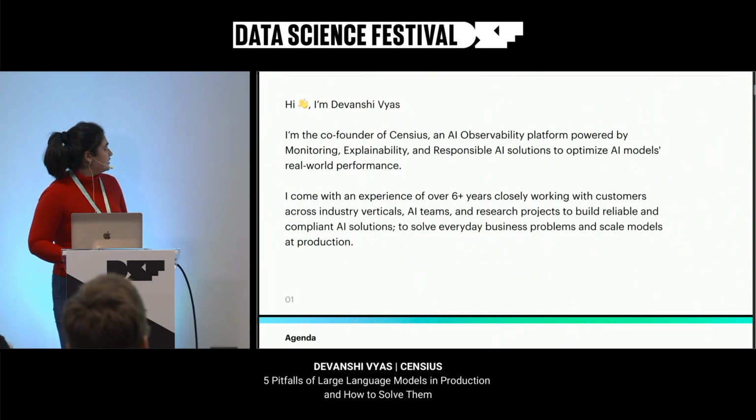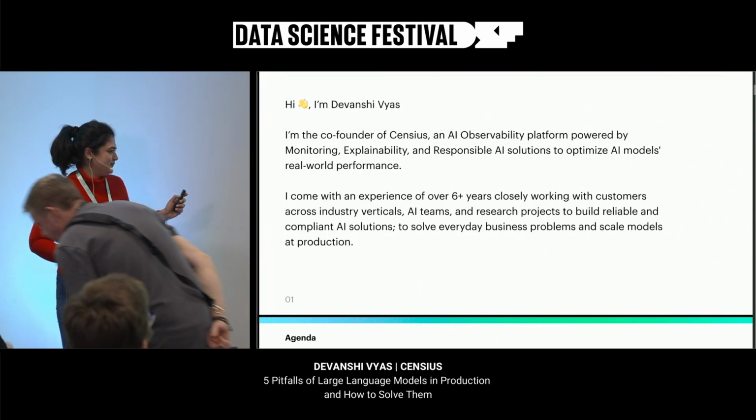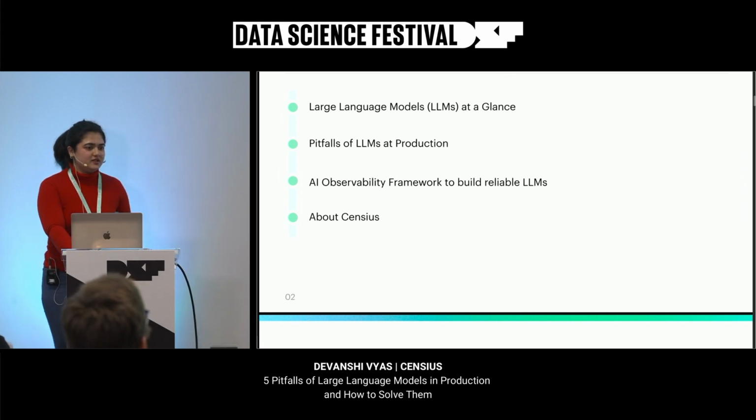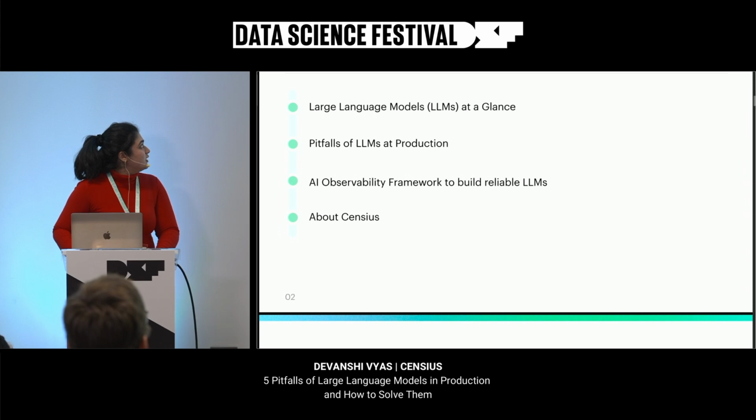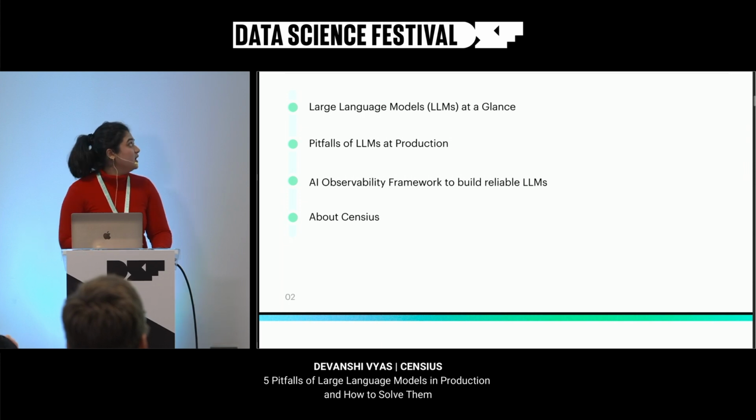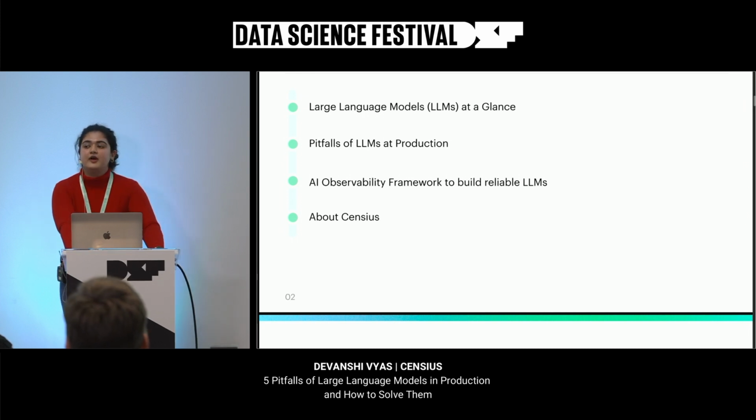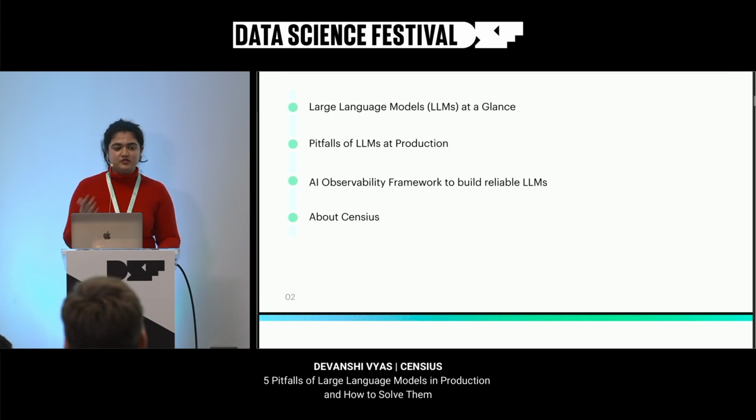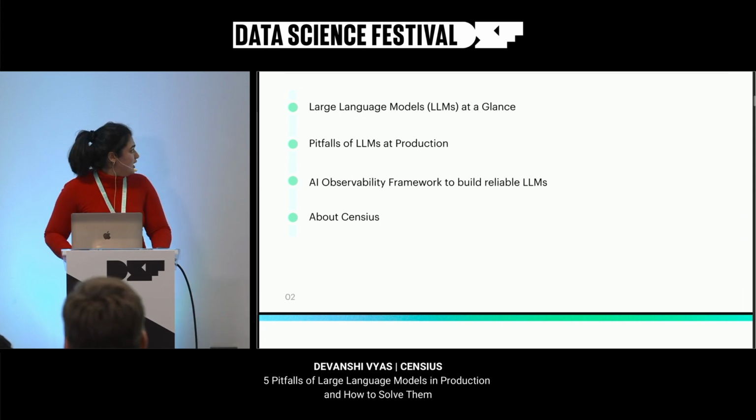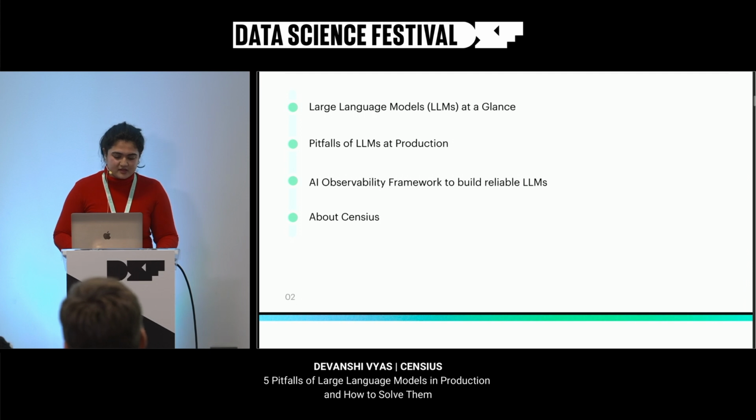Just to go over the agenda for today, we're going to talk about large language models, where we are today, and where we go from here, what kind of problems we might face in case we're using them in production, and how to make sure that we mitigate risks. And also, what kind of framework do we have to think about in case we're looking to incorporate these in production. And we'll probably spend a minute on how we're trying to solve this problem at Censius.